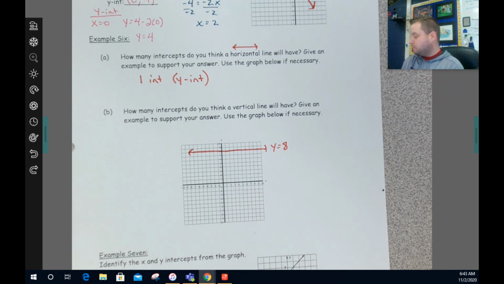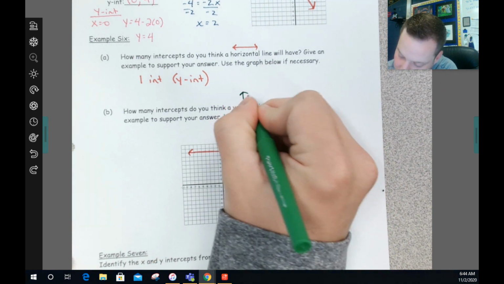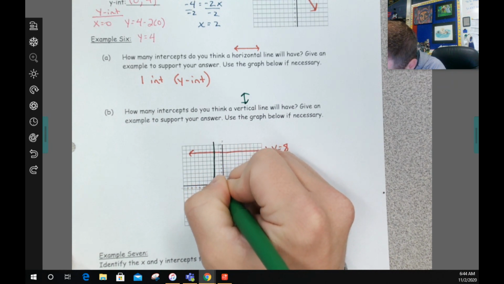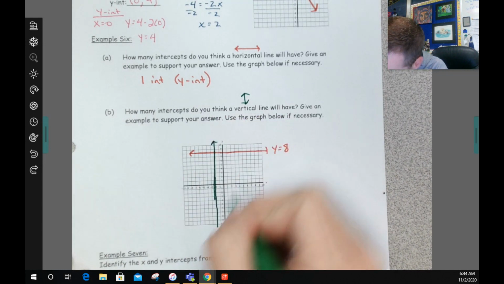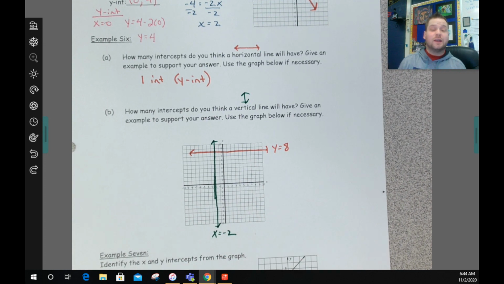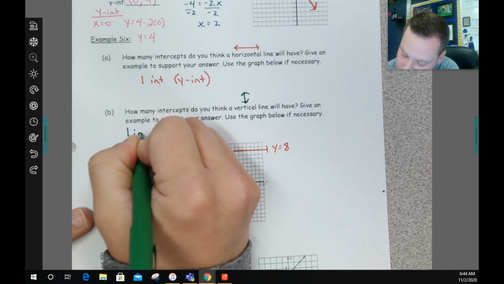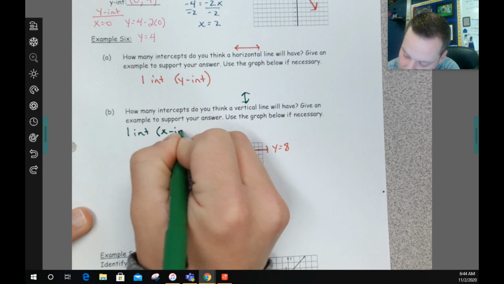For B, I'm going to do that in green. They ask about a vertical line. So if I have a vertical line, those are the ones going up and down. I'm going to draw one in at, let's say, x equals negative 2. That's not the best line, but it's early. Looking at that, that line never crosses the y-axis, so I don't have a y-intercept. It only crosses the x-axis once. So I'm going to say we have one intercept, and it happens to be an x-intercept.